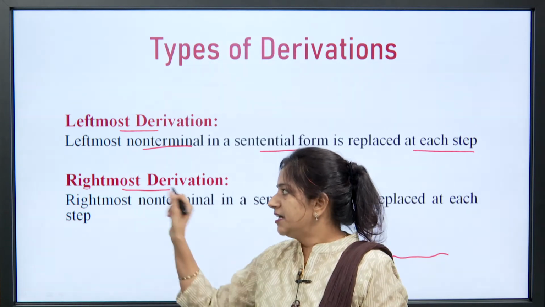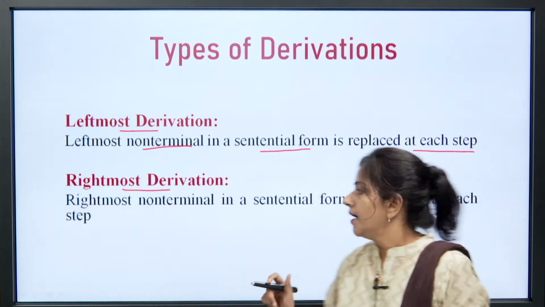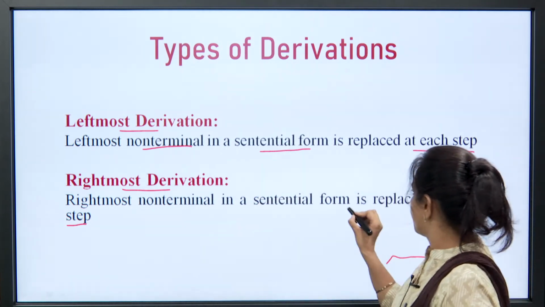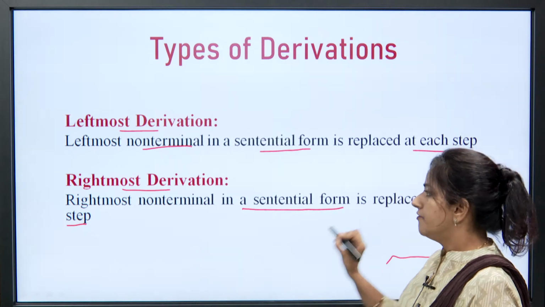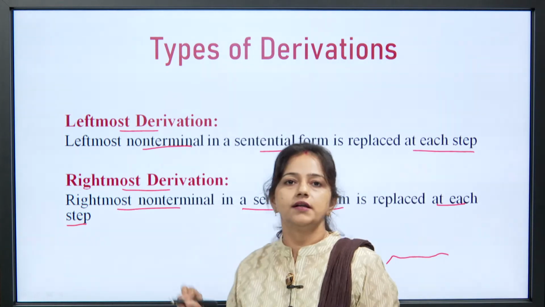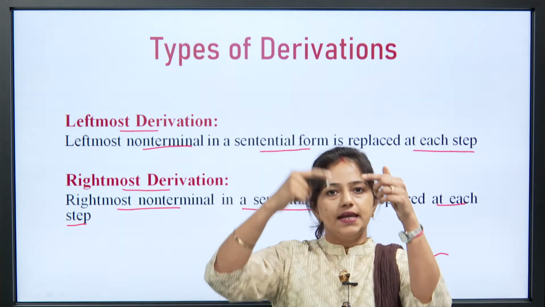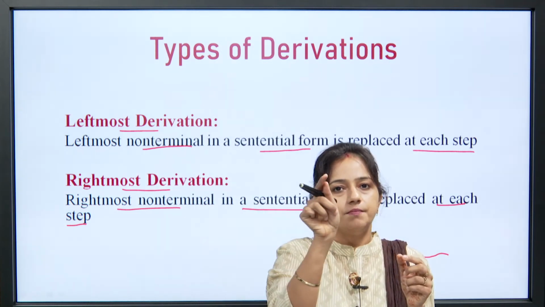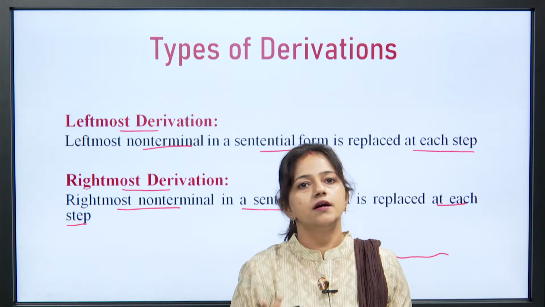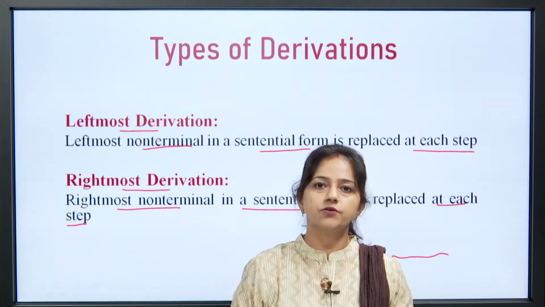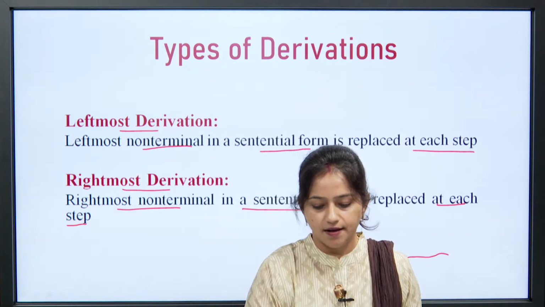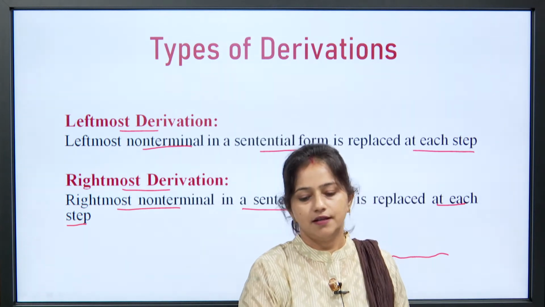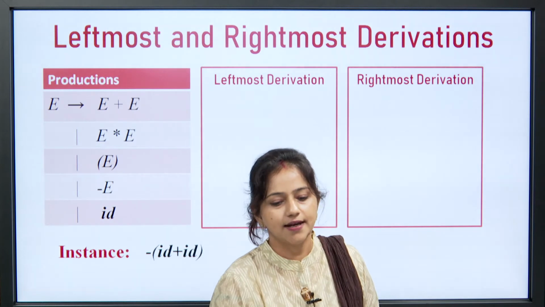Now, in rightmost derivation, what will we do? In each step of derivation, in the sentential form we replace the rightmost non-terminal first. So, while obtaining the derivation, if we are replacing the rightmost non-terminal first, then that particular derivation is called a rightmost derivation. Remember that this should be followed throughout the steps of obtaining the derivation.